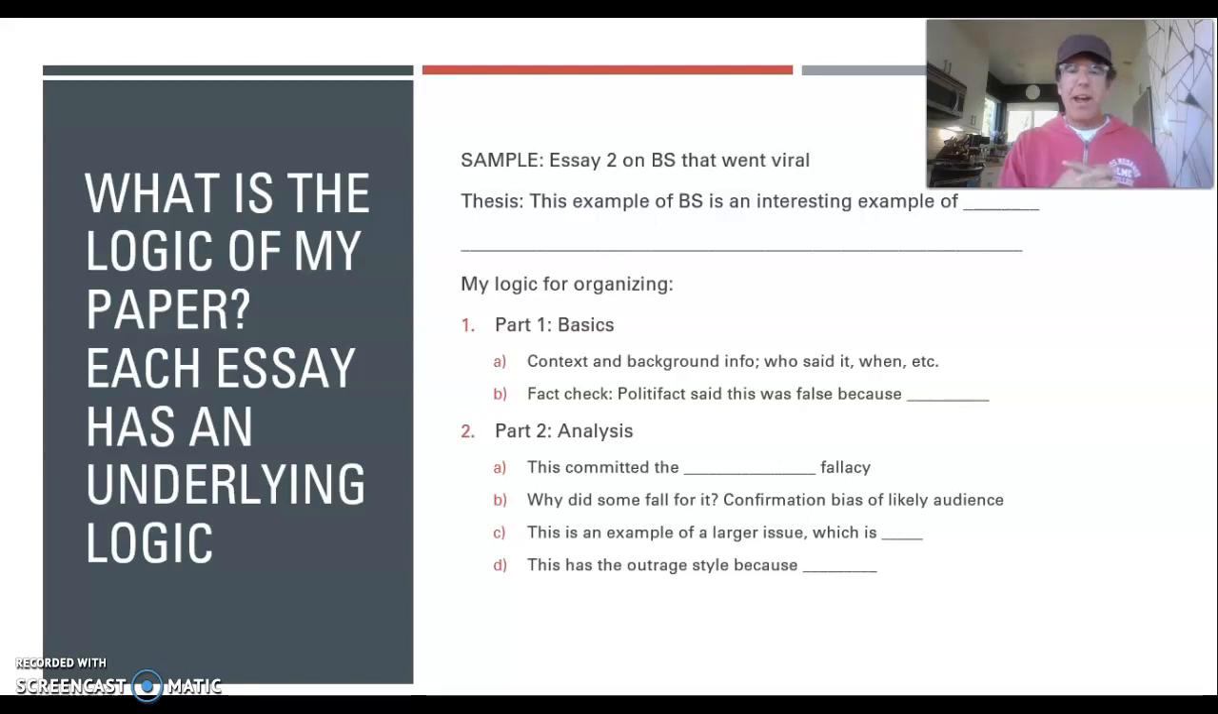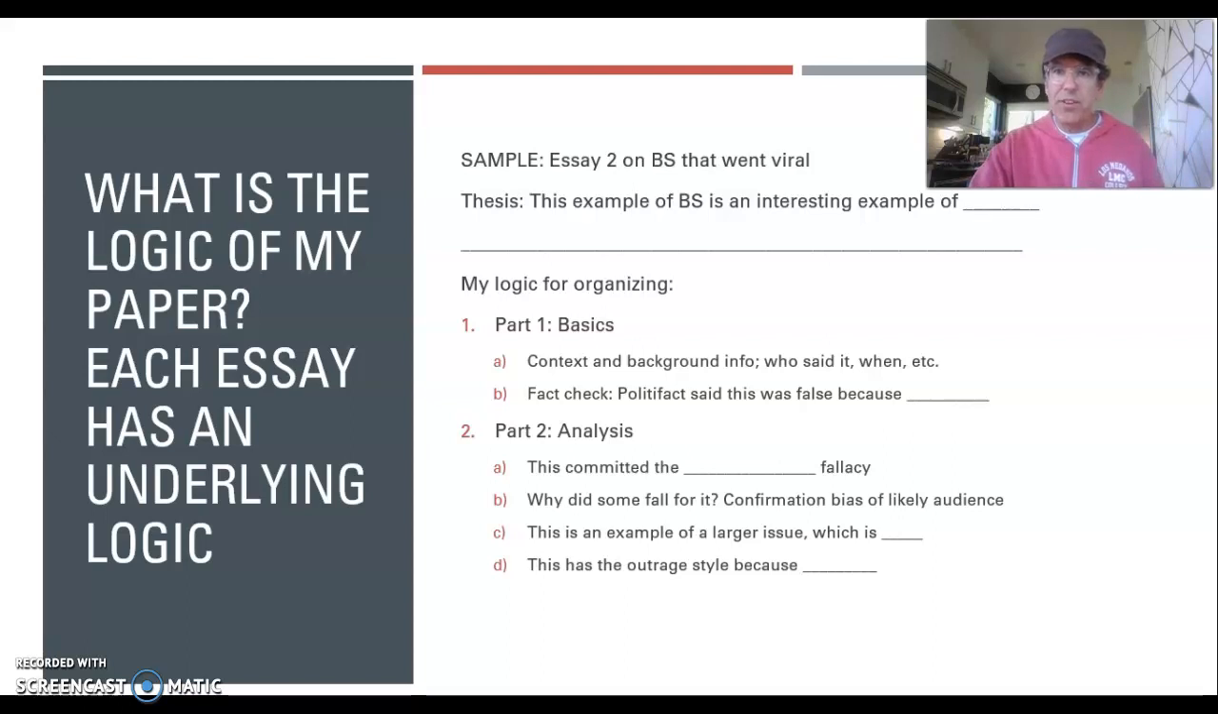So this paper had a different logic to it. It's what I was suggesting to everyone in my comments on the rough draft: you do the basics first for your BS that went viral. Context and background info, who said it, when they said it, where it appeared, that kind of thing. Your fact check also early in the paper because you want to do the basics first. So that was the logic for this paper. So you do your fact check, PolitiFact said this was false because, and each one of these is a different paragraph. And then after that, you get to your analysis.